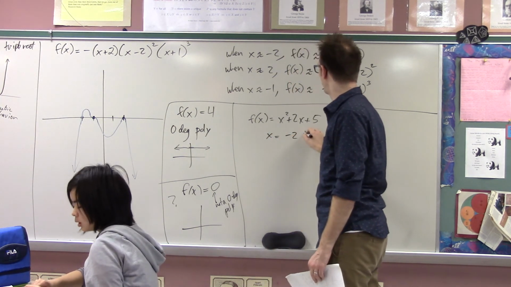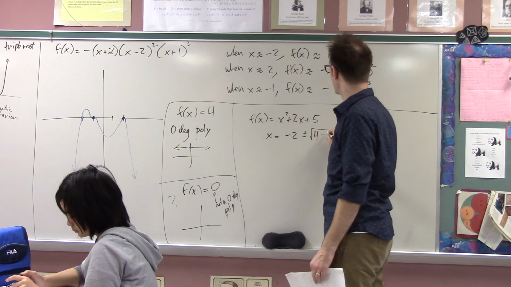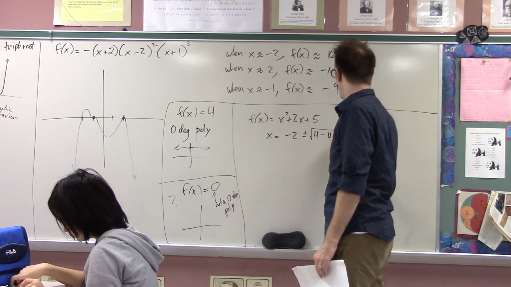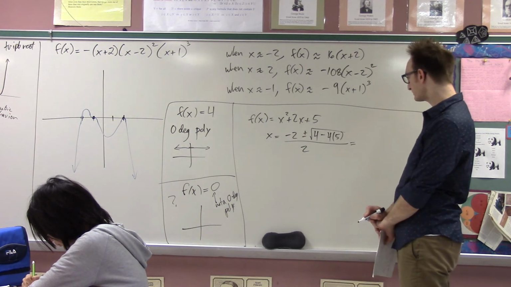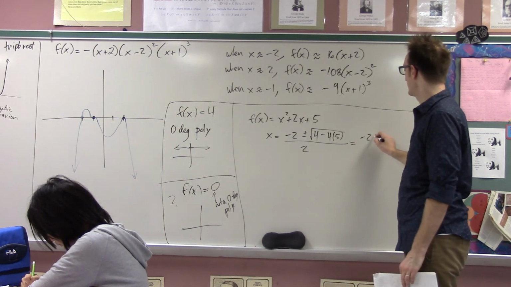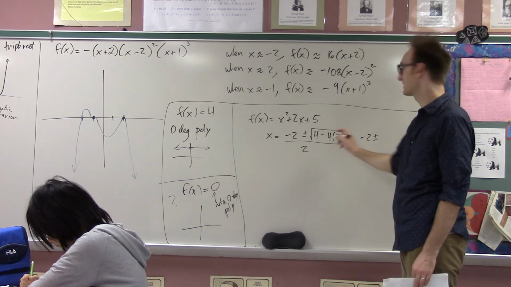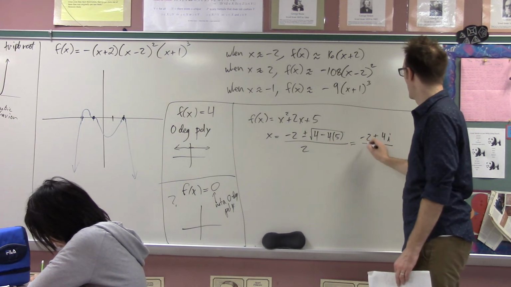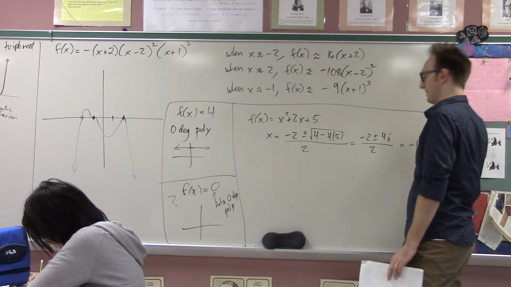It's -2 plus or minus the square root of b squared minus 4ac all over 2. So what is this? That's -2 plus or minus the square root of negative 16, so that's 4i over 2. So I guess this is -1 plus or minus 2i.